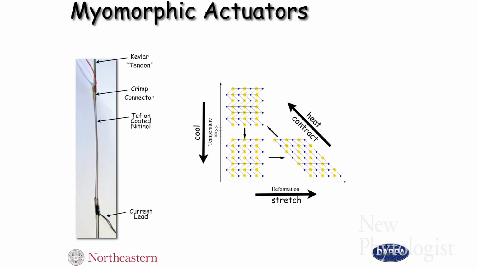If you then heat it again, it will contract back into austenite, and a 250 micron wire will lift a kilogram in about 150 milliseconds. It's one of the most force-dense materials known. It's what they use to make heart stents out of.